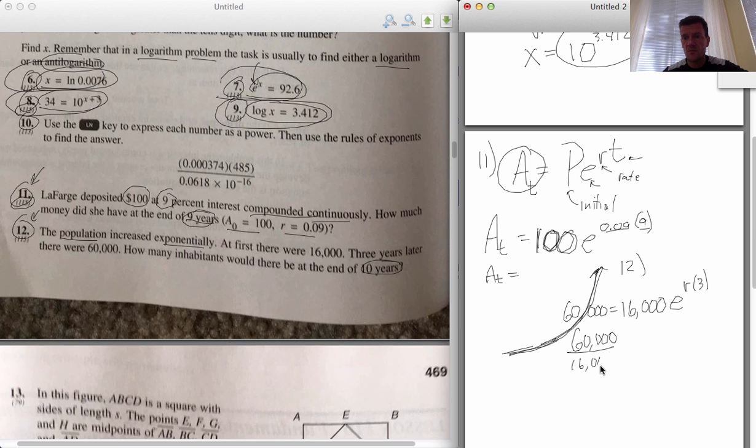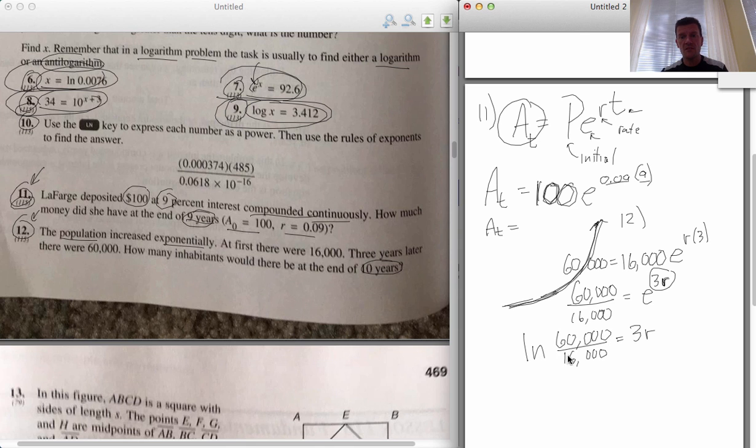divided by 16,000, and that equals e to the 3r. Okay? Now what you have to do is, you don't know what this exponent is. How do you find an exponent? Log equals exponent. So I have to take the natural log of 60,000 over 16,000, whatever that is, and that is going to equal 3r. And so now I take my calculator, I punch in 60,000 divided by 16,000, take the natural log of that, divide all of that by 3, and I will have my rate.